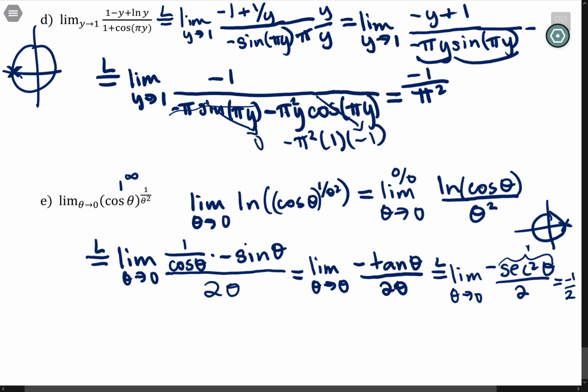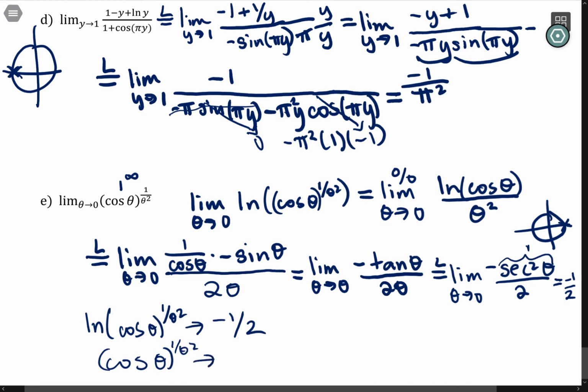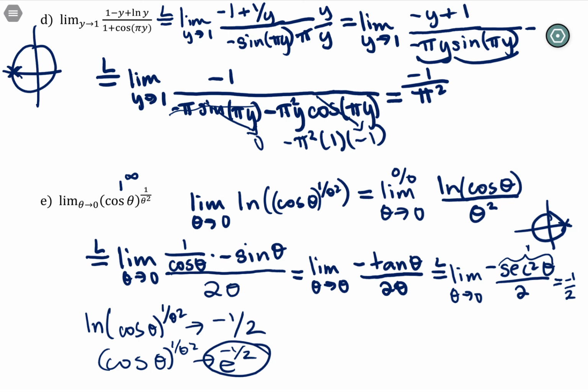But that's an answer to the question, what happens to the natural log of the cosine of theta to the 1 over theta squared? So we know that that goes to negative 1/2. The real question was, what happens to cosine of theta to the 1 over theta squared? Which means we need to exponentiate with that base of e and say that our answer for the cosine of theta to the 1 over theta squared is that it'll approach e to the negative 1/2.